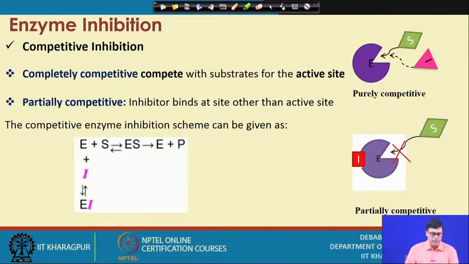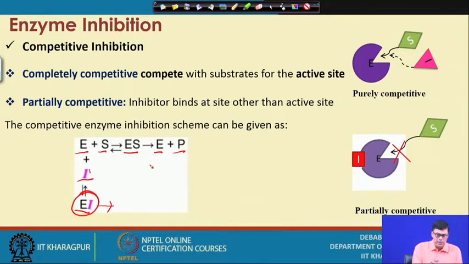How can we explain the competitive inhibitor? E is the enzyme, S is the substrate and forms the ES complex, and then it produces E plus P. But E also reacts with I, the inhibitor, and forms the EI complex. When the EI complex is there, it will not produce any product. But when the ES complex is there, it will produce product.